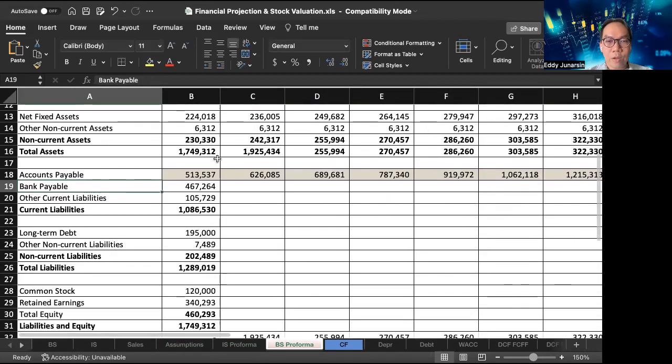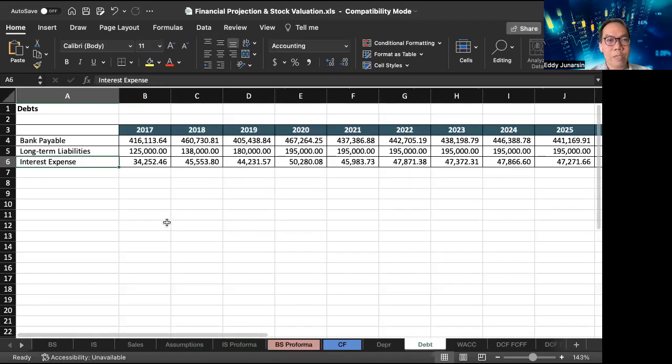Bank payable, I think we got it in a separate sheet, right? The debt sheet, liability sheet, or yeah. So bank payable.